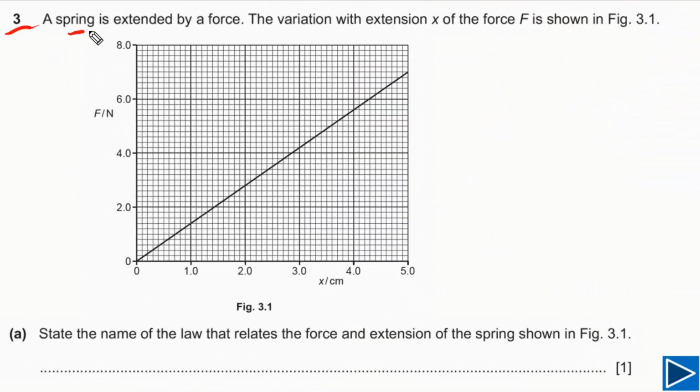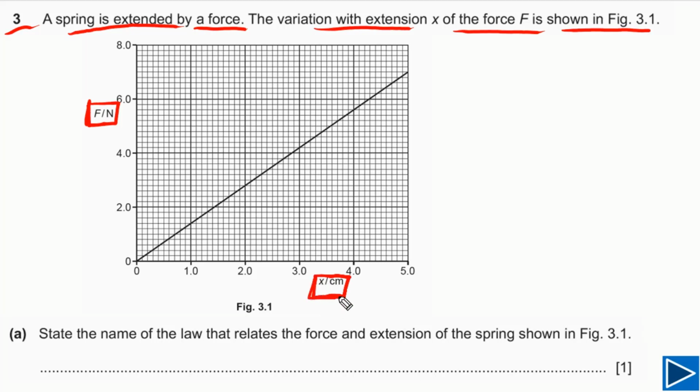For our third question, it is given to us that a spring is extended by a force and the variation with extension of the force is shown in figure 3.1. It simply means on the y-axis we have the force applied, and on the x-axis the extension, and extension is given in centimeters. The question is asking us to state the name of the law that relates force and extension of the spring. Very simple question. That law is simply Hooke's law. So this is how you can write your answer for this.